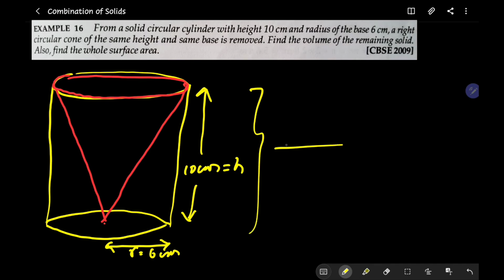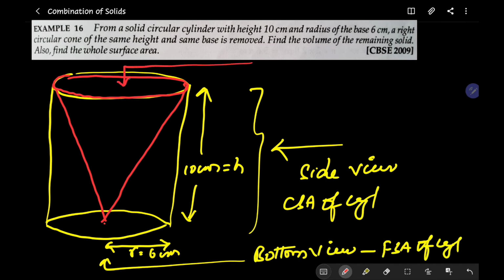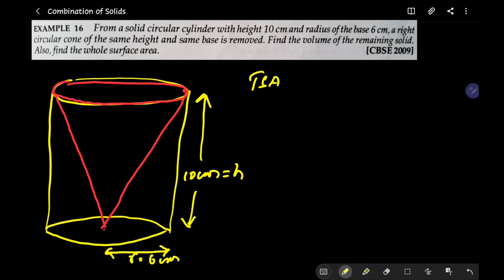Now let's see the surface area. From side view, you can see the curved surface area of the cylinder. From the bottom view, you can see a flat circle whose area is pi r square, and in the top view you can observe a conical depression which shows its curved surface area, which we know as pi r l square units. The total surface area of the solid is composed of both these flat surface areas and curved surface areas in this way.